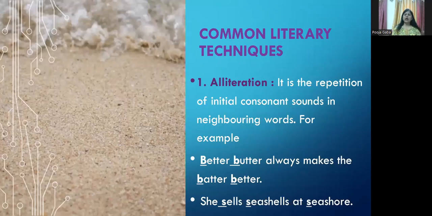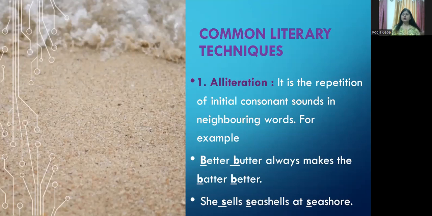In alliteration, we have the repetition of initial consonant sounds in neighboring words. In the same sentence, or if it is a poem, in the same line, these repetitions take place, and it is a repetition of the initial consonant sound only. See this example: better butter always makes the batter better. Here there is a repetition of the consonant sound b: better butter, and then batter better, and this repetition is taking place in the same sentence only. So we say this is an example of alliteration.